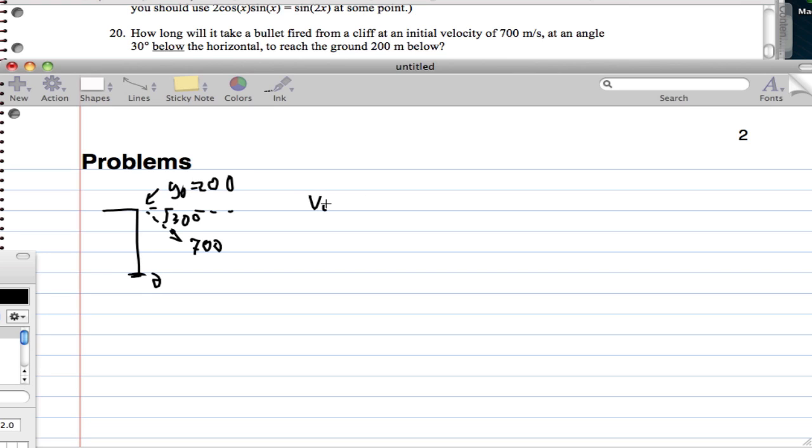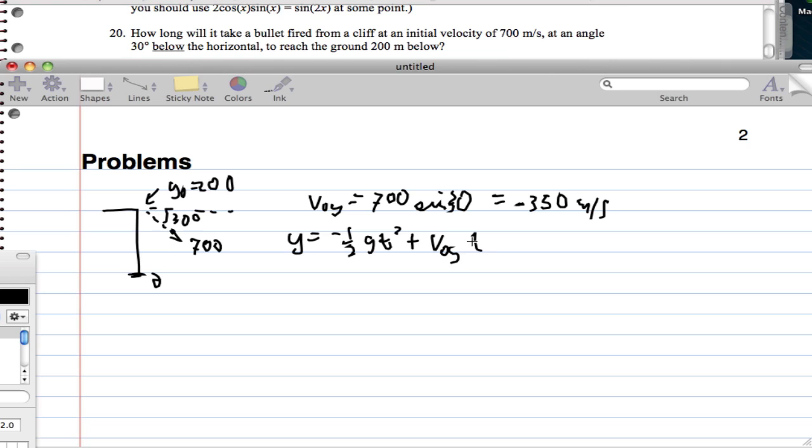First of all, let's get v naught in the y direction. That's going to be 700 times the sine of 30, and that gives us 350 meters per second. Now, since this is downwards, I'm going to put negative 350 in front of it because it's in the same direction as gravity. So let's set up our equation. We have y equals negative 1/2 gt squared plus v naught y t plus y naught. So we have 0 equals negative 4.9 times t squared plus negative 350 times t plus 200.